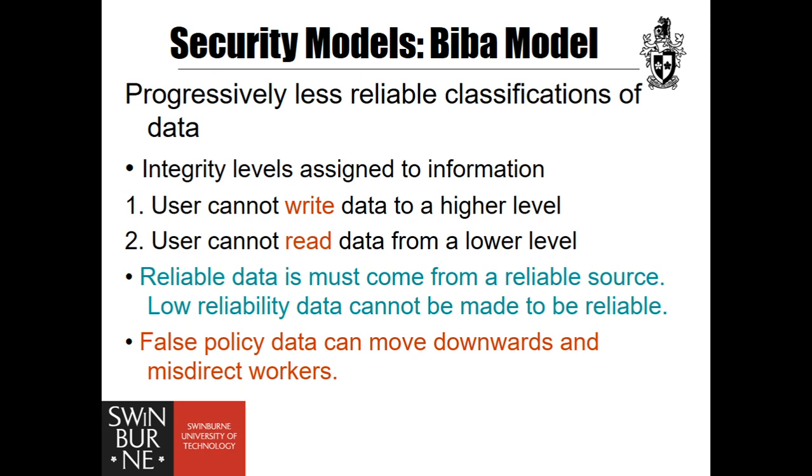The model has progressively less reliable classification of data. It also has integrity levels assigned to information, so a user cannot write data to a higher level. A user cannot read data from a lower level. Reliable data must come from a reliable source. Low reliable data cannot be made reliable. False policy data can move downwards and misdirect workers.